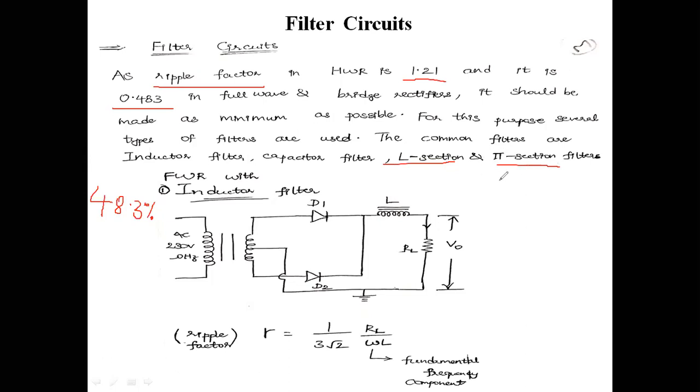The shape of the filter network will be in the pi shape, so we can call this a pi section filter, and this is the L section filter. Like that, we are going to divide them here.